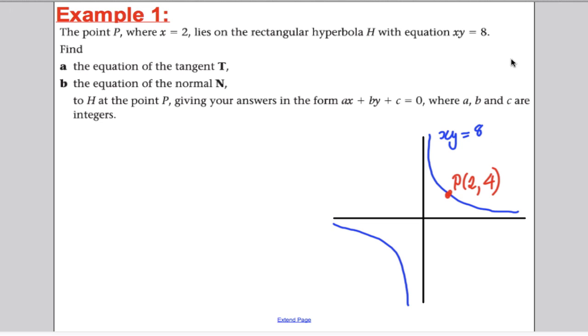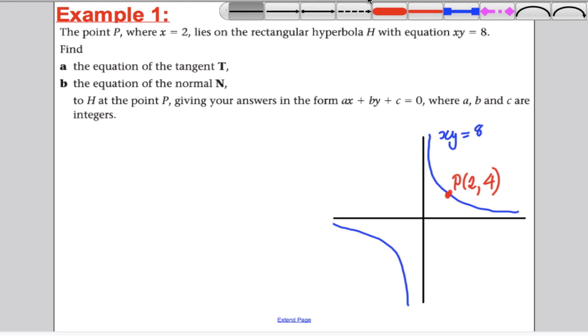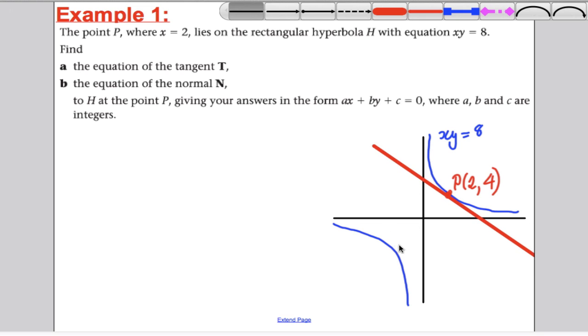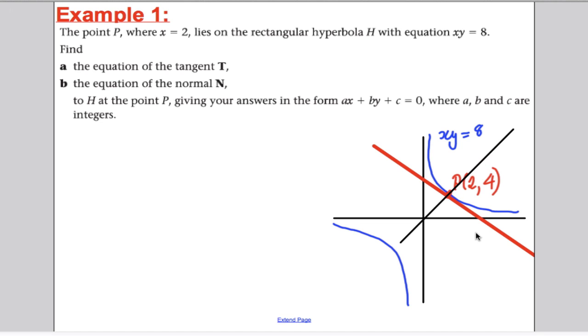We want to work out the equation of the tangent at that point and the equation of the normal. So we want to work out the equation of this line here, and then the equation of that line there. Okay, right, let's do part A. To work out the equation of a line, you need to know the gradient of the line and a point on the line. We know a point on the line is (2, 4). We don't know the gradient. Let's differentiate the curve to find the gradient.